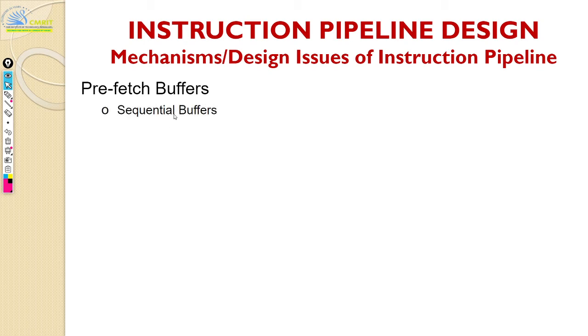Now in this prefetch buffer, there are a few types. The first one is a sequential buffer. A sequential buffer assumes that you are going to execute the next few instructions in sequence, so you just bring in those instructions from memory and put them in your sequential buffer. And there is something called target buffers. Target buffers are required because your program is not only sequential, but it also consists of some branches.